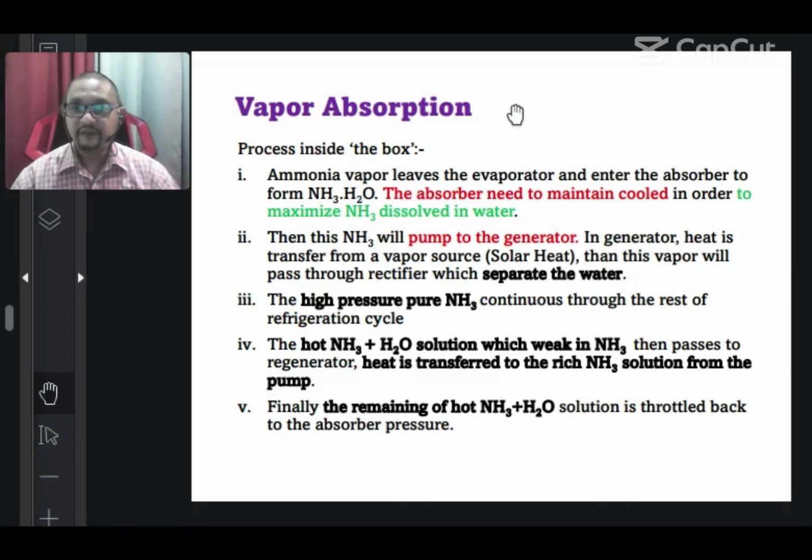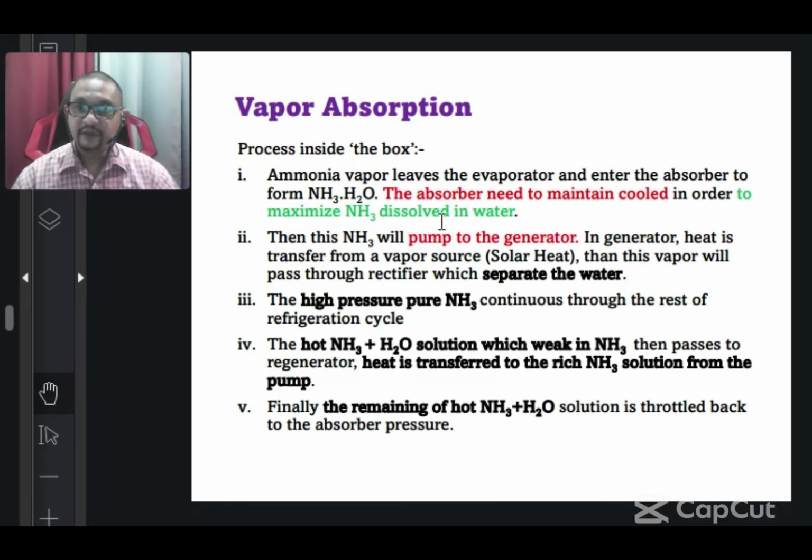So the process inside the box, what happened? Ammonia vapor leaves the evaporator and enters the absorber to form NH3 H2O. Okay, this is named as the ammonia solution. The absorber needs to be maintained cool in order to maximize the ammonia dissolved in water.